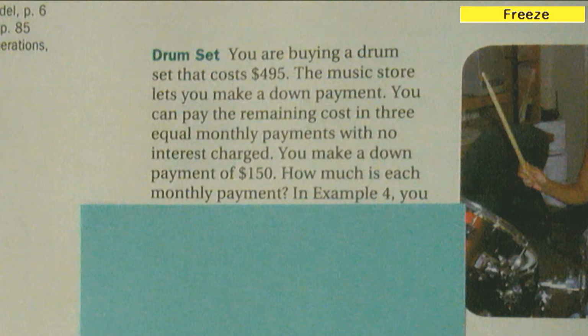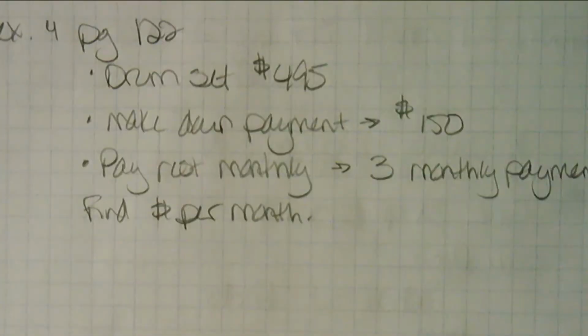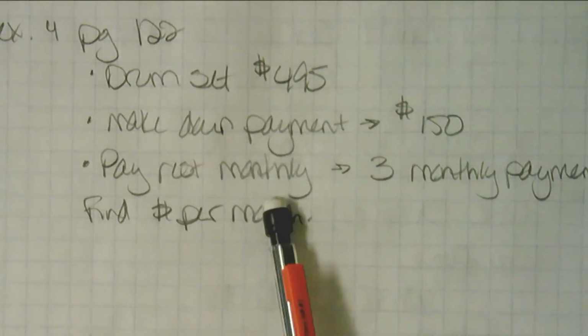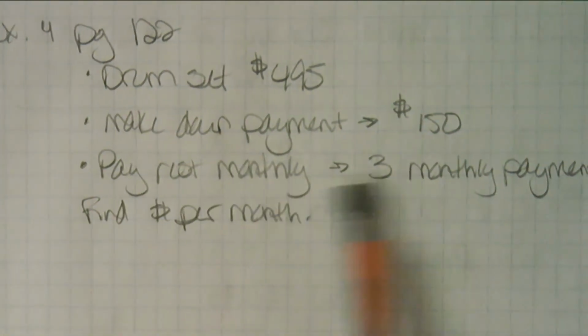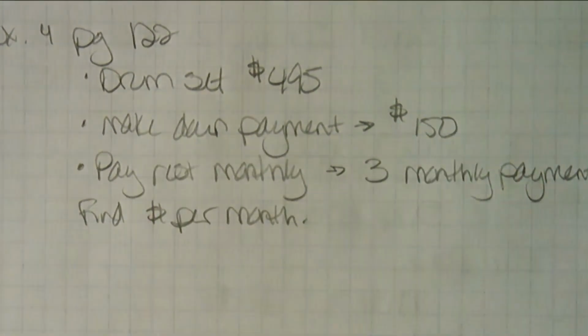Okay, so I'm going to show you what I wrote for my given. All right, so we have a drum set. It costs $495. They tell us we can make a down payment, and then we can pay the rest off monthly. They said we're going to have 3 monthly payments. Then they also tell us the down payment was $150.